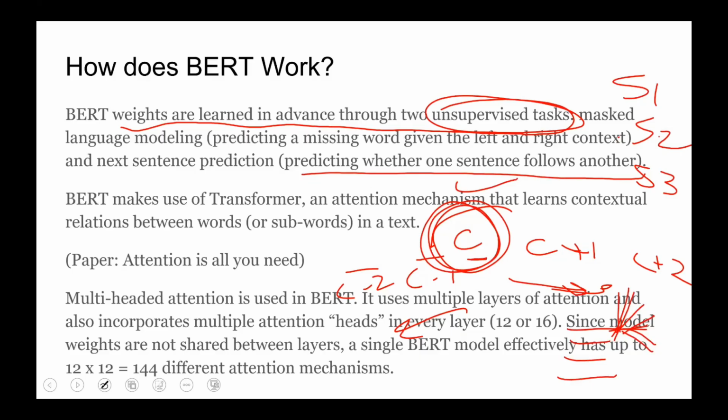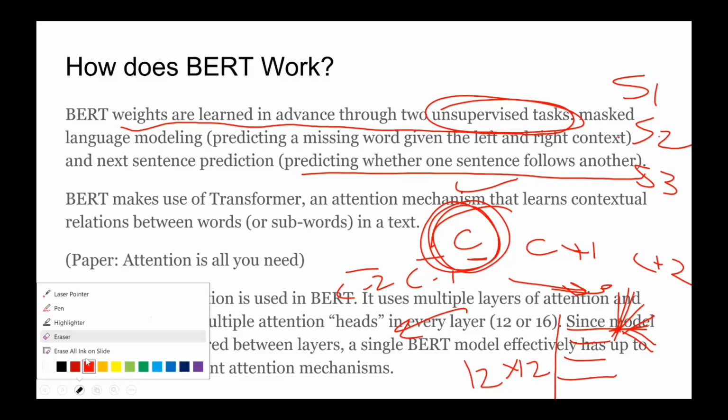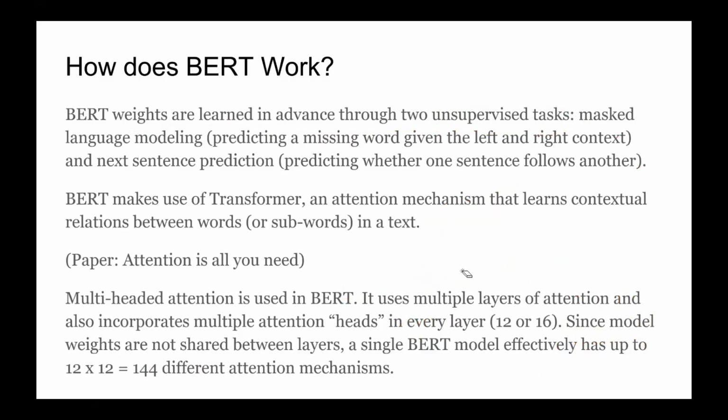And since the model weights are not shared between layers, a single BERT model effectively has up to 12 cross 12 different attention mechanisms. So it says I have 12 layers, for example, and every layer will have 12 heads. So I have 12 cross 12 attention mechanisms. I'll give you a minute to just go through the slide and understand the things well. Take a minute.